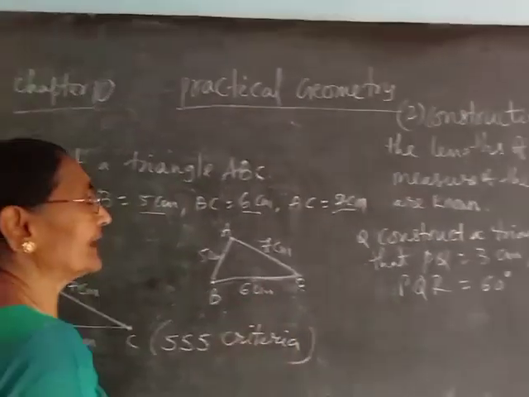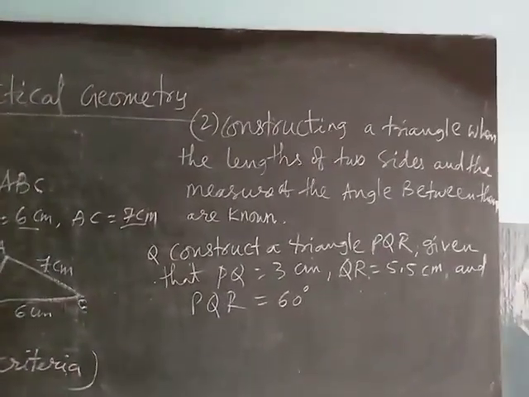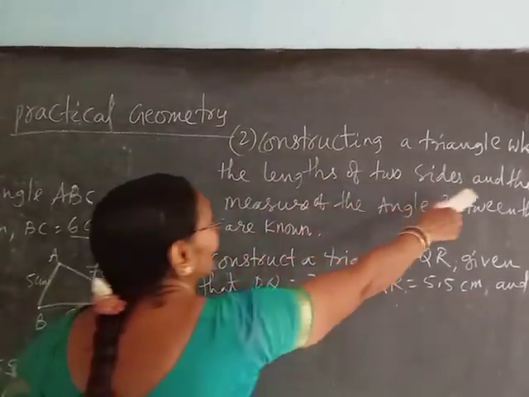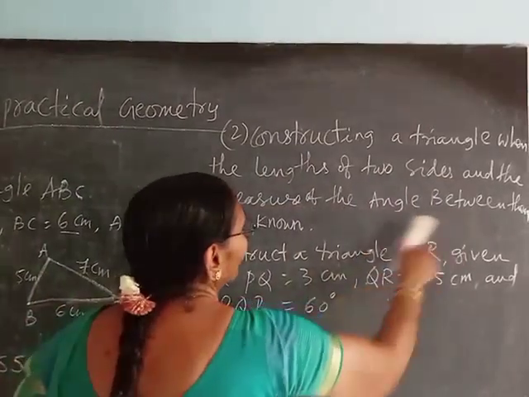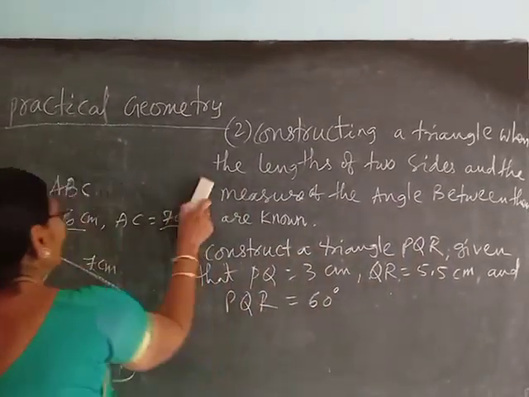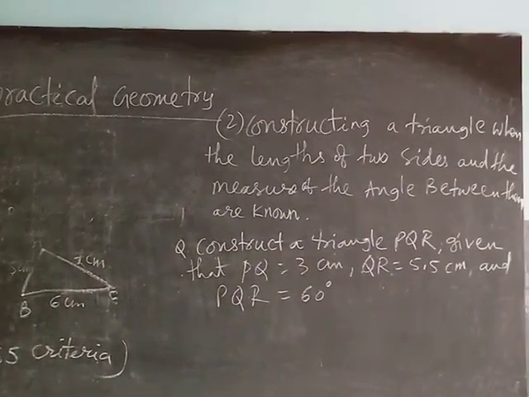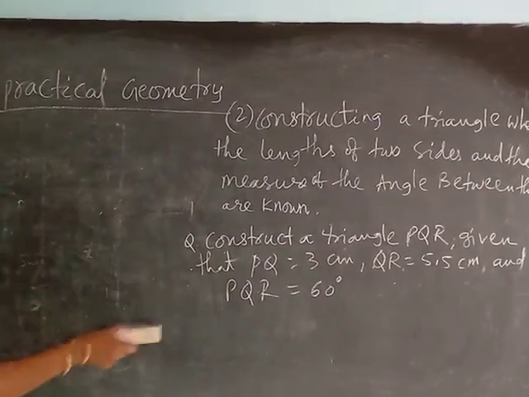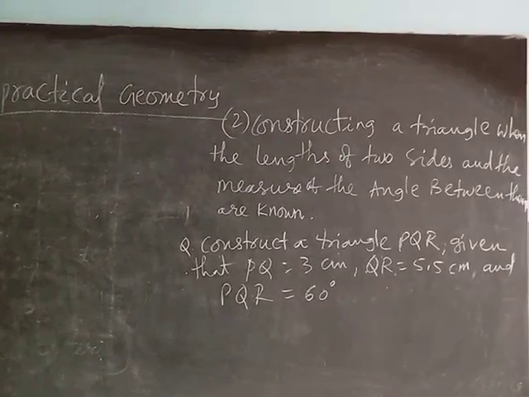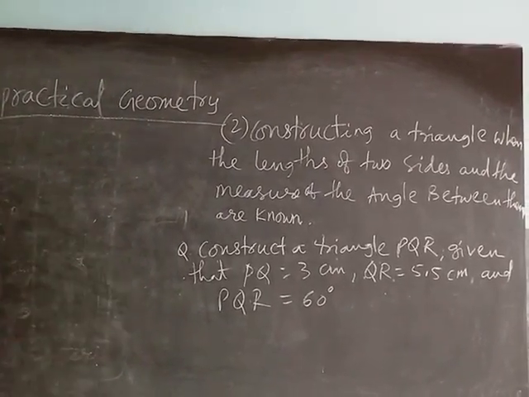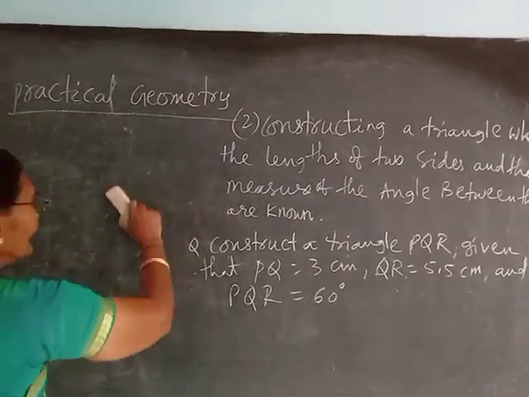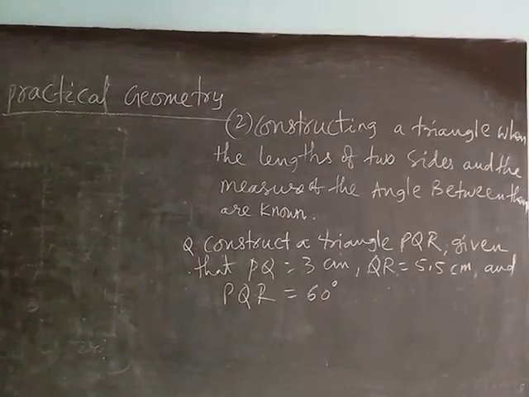Then another question is constructing a triangle when the lengths of 2 sides and the measure of the angle between them are given. Then how do you construct a triangle? See, here 3 sides were there. First one, construct a triangle. Now here 2 sides are given and 1 angle between them is given. How do you construct a triangle?